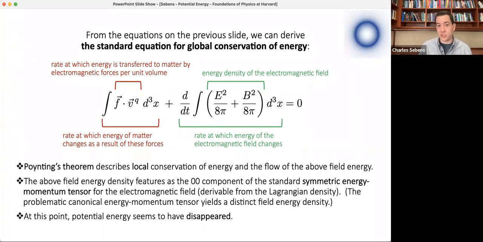Poynting's theorem gives you an equation for local conservation of energy, a way to follow where the energy is flowing. I'm not going to get into the flow of energy in today's talk. It's an interesting topic, but we're focused on the energy density and not the energy flux density, not the flow of energy today.